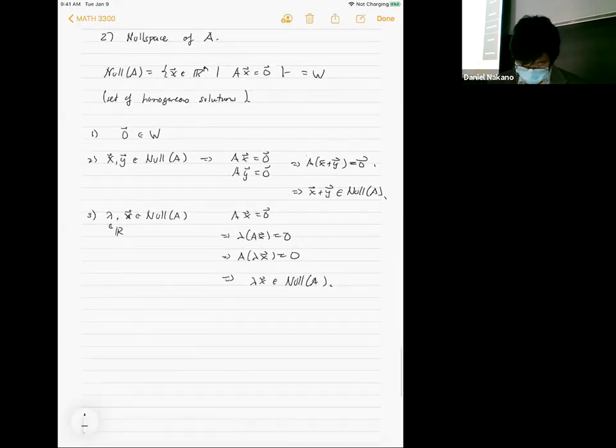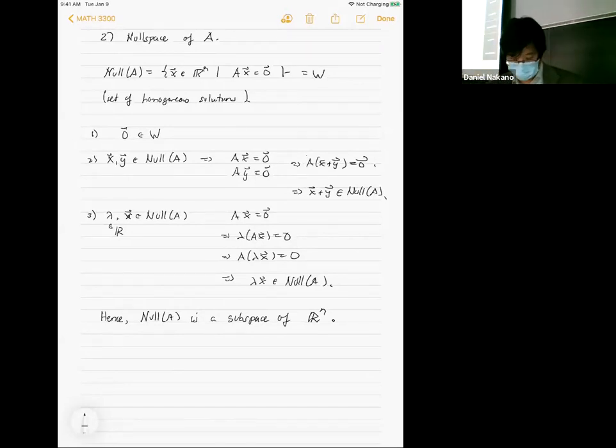Hence the null space of A is a subspace of, well, R what? Rn. Very good. Okay, great.